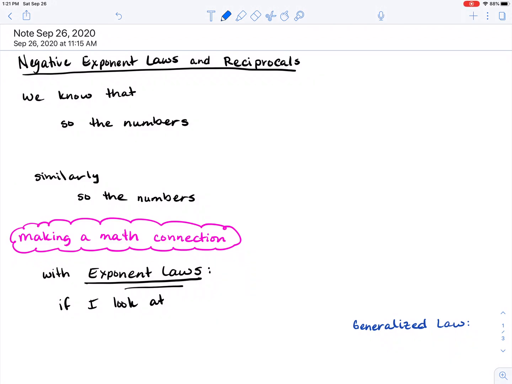Welcome to the tutorial for negative exponent laws and reciprocals. We know that the number 5 times the fraction 1/5 equals 1. So the numbers 5 and 1/5 are what we call reciprocals.